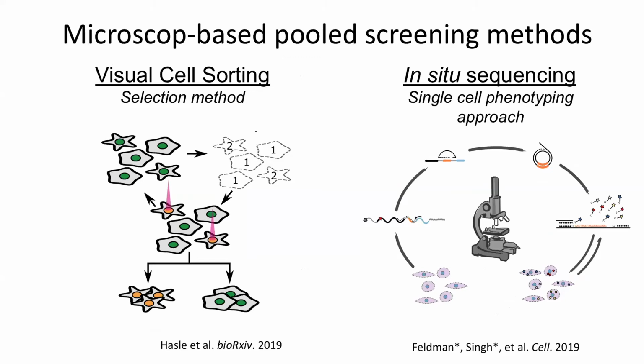So I'm going to try to quickly go through these two different methods today. One of them is one I developed in the Fowler lab called visual cell sorting. We posted it on bioRxiv at the end of last year. And the other one has been in the mix for several years now, but was recently put to work in a really awesome way by David Feldman and Avtar Singh in the Blaney lab. And I'll talk a little bit about what they did as well.